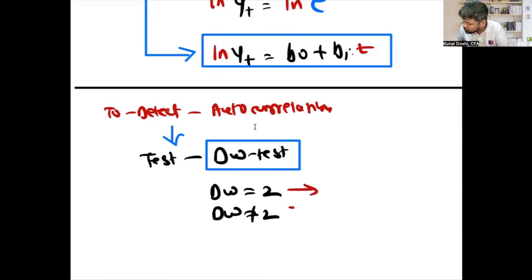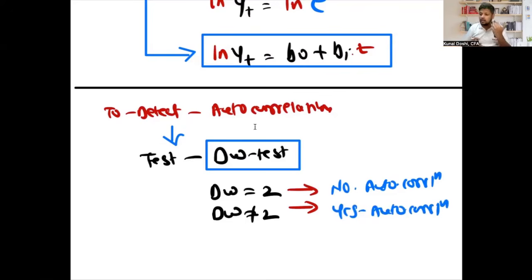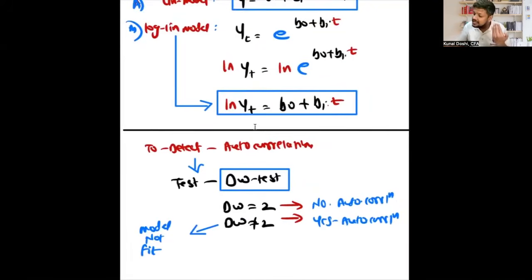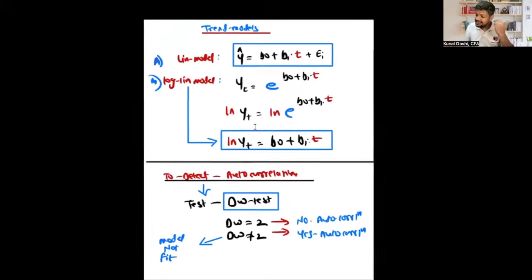If it is equal to 2, then there is no autocorrelation. That means our model is fit to use. But if it is not equal to 2, greater than or less than, then there is autocorrelation. So the model is not fit. We cannot use the model. In this case, we will say the model is not fit to be used. Then what is the solution? We will go for another type of model, which we will see in a moment. It's called the AR model, the autoregressive model.